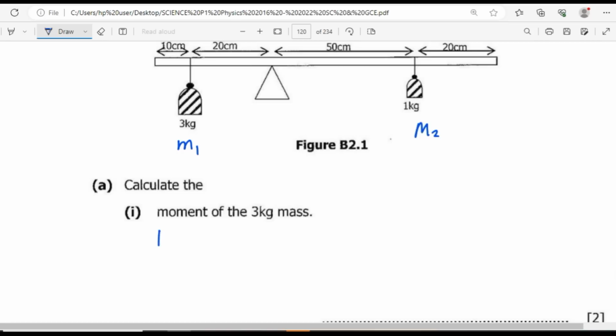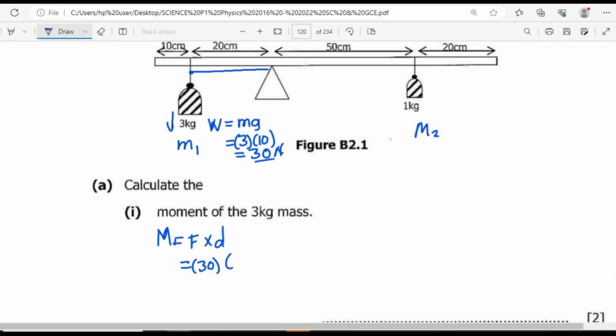So moment is equal to force multiplied by distance. In our case, we are going to find the weight of the 3 kg. Weight is equal to mass times gravity. The mass is 3, gravity is 10, so the force that is trying to pull this down is 30. So 30 times what's the distance? The distance from the point of action to the pivot is 20 centimeters.